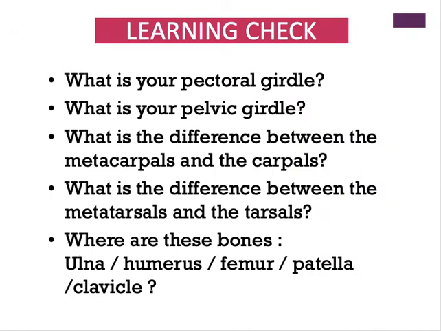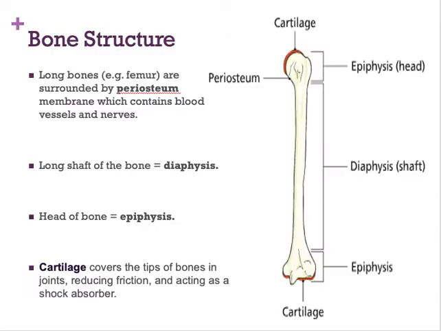Learning check on that. Should be able to tell us what the pectoral girdle is, the pelvic girdle. And now we're moving on to look at our tarsals and metatarsals in a little while. You should also be able to locate the ulna, humerus, femur, patella and clavicle at this stage. Now, the actual structure of the bone then, and now we're getting into kind of the higher level stuff, I suppose.